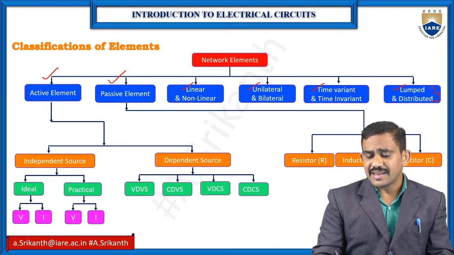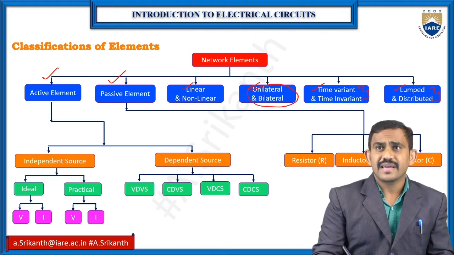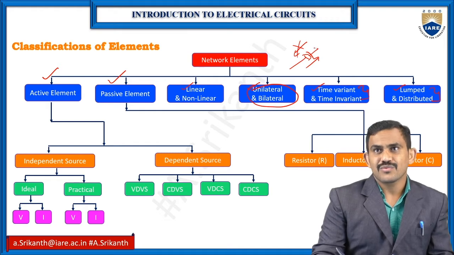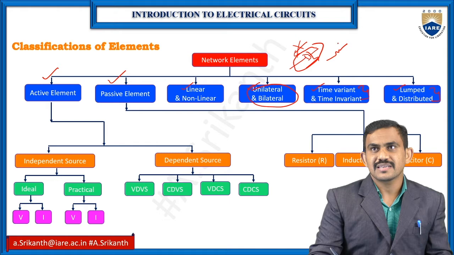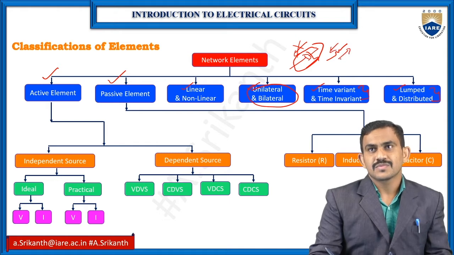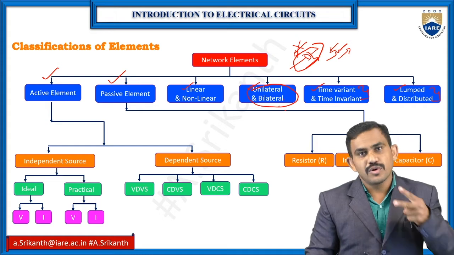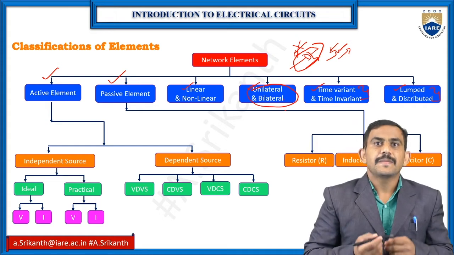And time variant, time invariant also depend upon Ohm's law. Coming to unilateral, bilateral, it is about current direction. Suppose this is a diode. Here we have only one current direction, there is no reverse, so this is unidirectional. Bidirectional means a resistor, where the current flows both sides. So unilateral and bilateral depend upon your current direction.